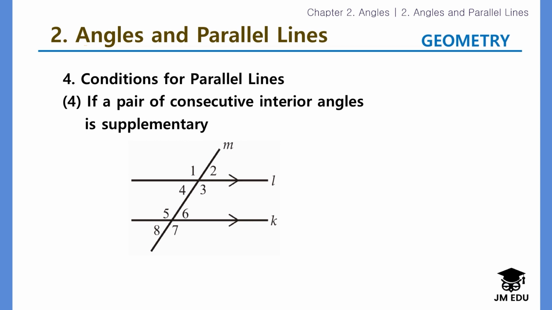Number 4, one more time. We don't know if these two lines are parallel. Well, it's not given, okay? But if a pair of consecutive interior angles is supplementary, then we can conclude that these two lines L and K are parallel. So angle number 3 plus angle number 6 has to be equal to 180, right? Or angle number 4 plus angle number 5 has to be 180. Then we can conclude that these two lines are parallel.